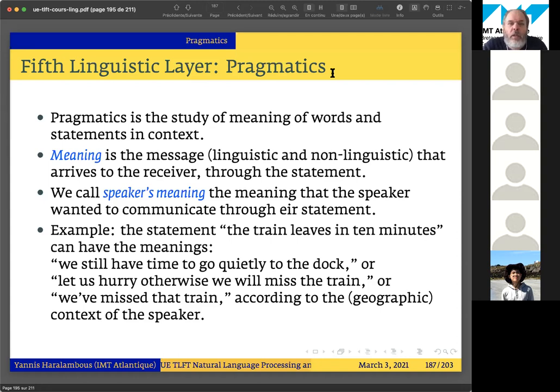Now, when you have a context, you are in a communication situation. It means that you have a sender, a receiver, and a message. And in the case of linguistic communication, the message is the meaning. But meaning can be linguistic and non-linguistic. You can have many components of meaning. And then you have also the meaning that the speaker intended to transmit, and then the meaning that was perceived by the receiver. The meaning the speaker intends to perceive as it is emitted in a given context omits some parts that are related to the context.